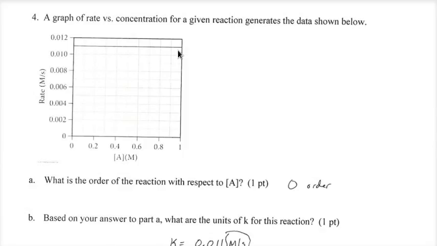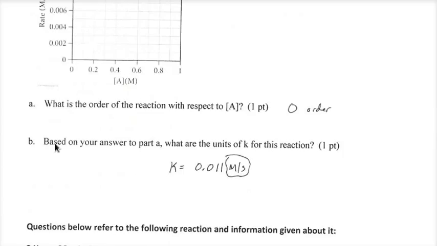0th is a horizontal line, and then first is shown as a diagonal upward line, and I think you'll be able to find that graph. It's one of the few that has rate on the y-axis and concentration on the x-axis in the notes.